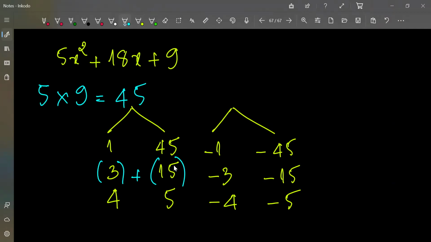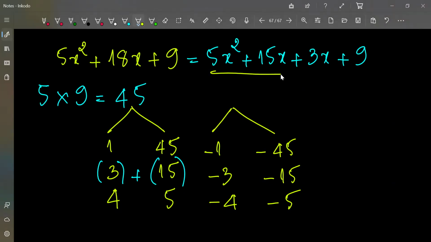Okay, so now let's split the middle term of our expression into parts by using these two numbers. So we get 5x squared plus 15x plus 3x plus 9. After that, you need to factor it by grouping. So now let's group these two terms and these two terms.